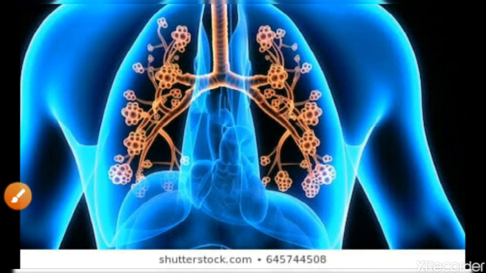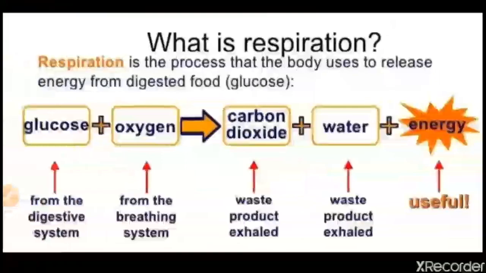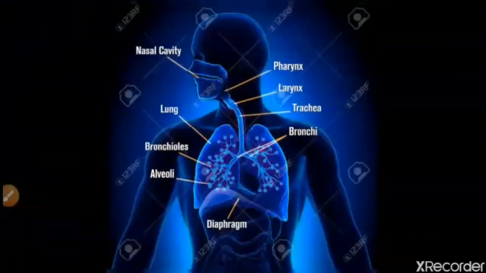So that's it for today's class. I hope you all have understood well. So over here we have completed our respiration system. That means we have read respiration in plants, respiration in animals, respiration in human beings. So in the next topic we will read about the circulatory system.